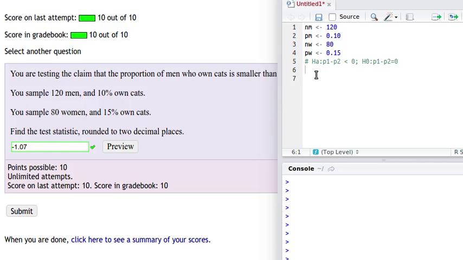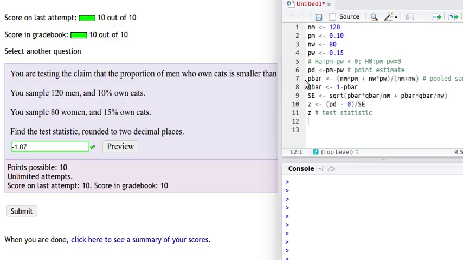I'm making a comment in my script here that the alternative hypothesis is that the proportion of the men minus the proportion of the women is less than 0. That's really saying that the proportion of the men who own cats is less than the proportion of the women who own cats. A lot of times people use P1 and P2 here instead of identifying men and women. But the null hypothesis then is that that difference is equal to 0. So our point estimate is going to be, we'll call it PD for the difference. PD is going to be the proportion of the men minus the proportion of the women. That's going to be our point estimate for all of this.